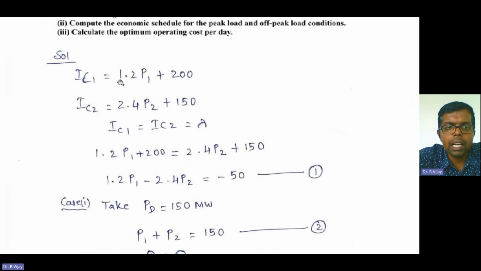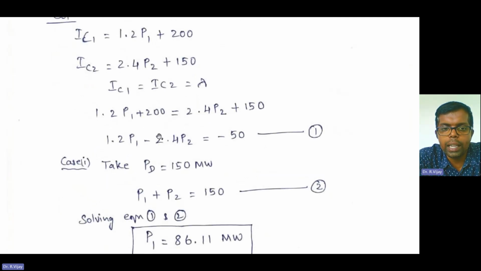What I did is equate these two equations, IC1 and IC2, that is 1.2 P1 plus 200 is equal to 2.4 P2 plus 150. Equating this and simplifying, you will get one equation. Taking P2 to this side, 1.2 P1 minus 2.4 P2 is equal to minus 50. Take this as equation number 1.